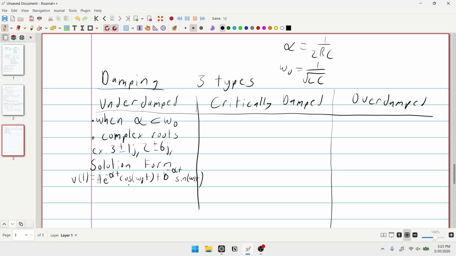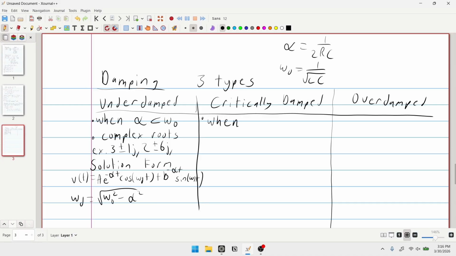And so you haven't seen wd, and so what wd is, or the damped frequency, is the square root of our natural frequency squared minus alpha squared, right? And so that's the underdamped case, when our alpha is less than our omega naught, because alpha is typically the strength of your damping. So if it's not strong enough, then it'll actually oscillate, right? So let's go on to critically damped.